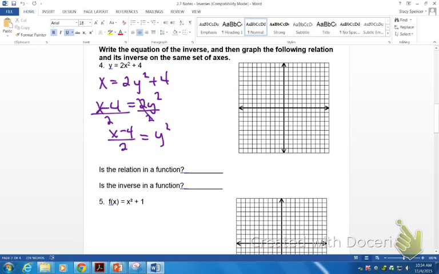Okay, Adrian, now what? Now we do what? Now we take that square root, because the square and the root will cancel. Remember, when you take square roots, you can have either the positive or the negative, right? So let's rewrite using our inverse function notation. That is the positive negative square root of x minus 4 divided by 2.